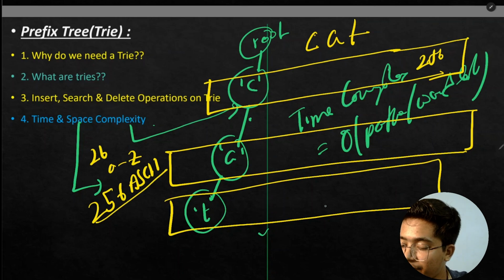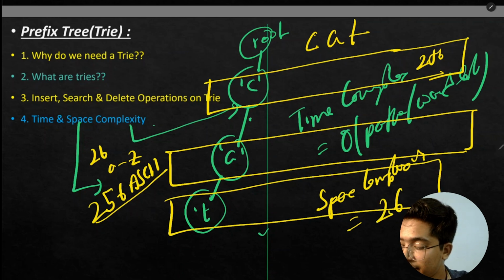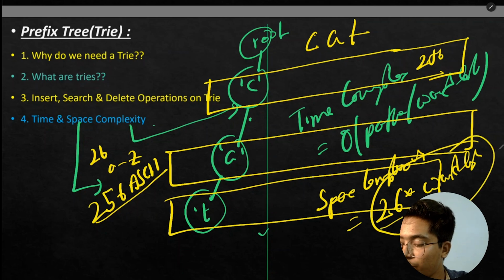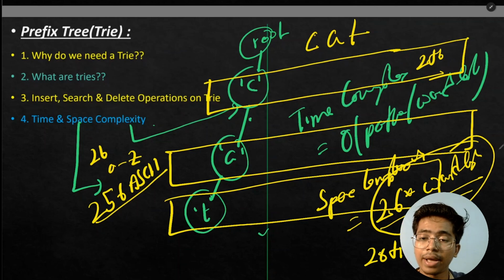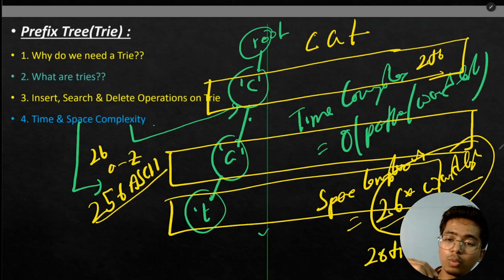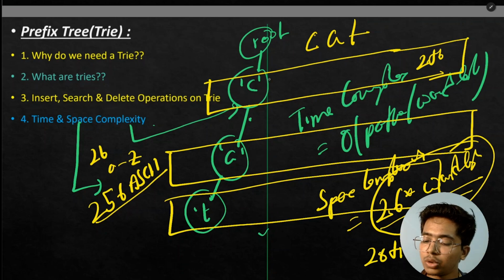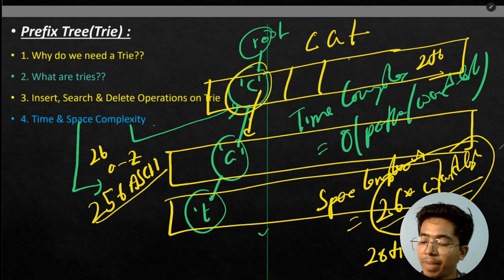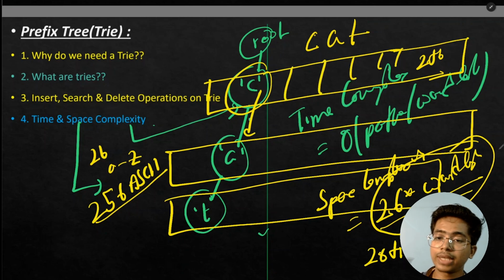That means the space complexity will be 26 times word length, or pattern length. That means this amount would be our space complexity, that is 26 times or 256 times. And if the word length is higher, the memory consumption will be higher. So why use so much when we will be using only one? Why waste so much space? So this is the drawback of the trie, that we are wasting memory. We want to save this memory also.